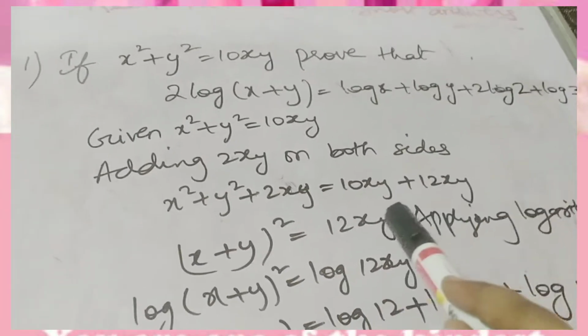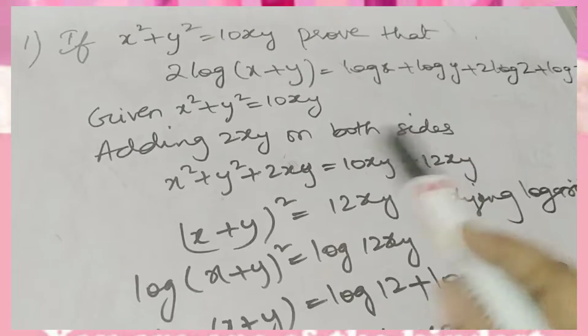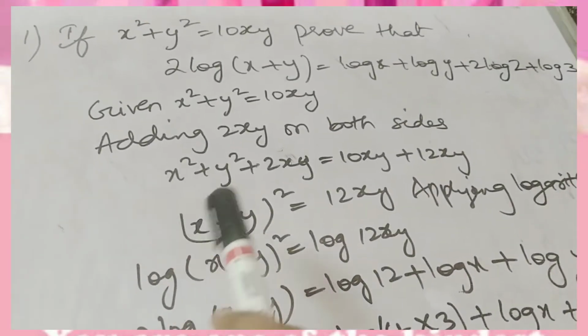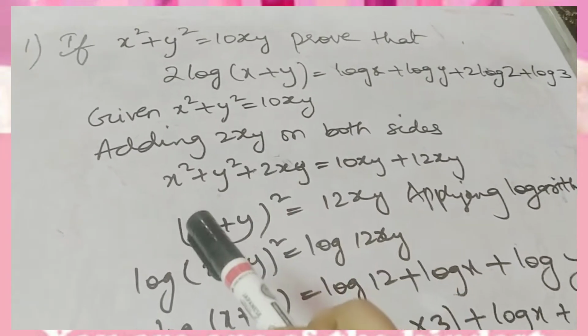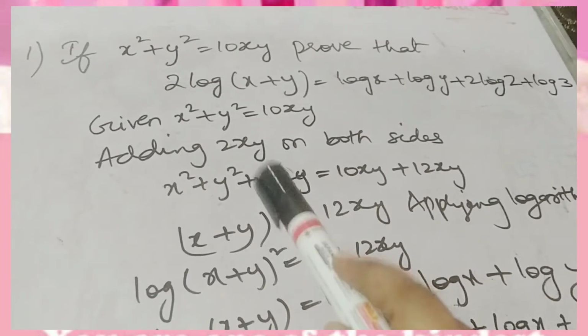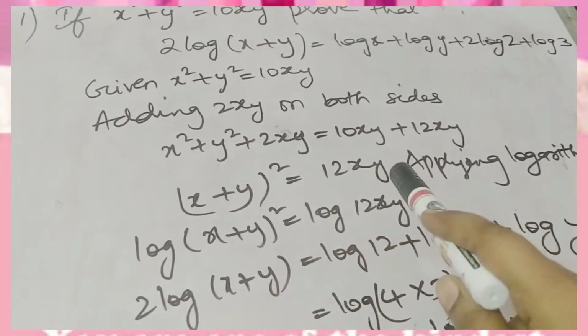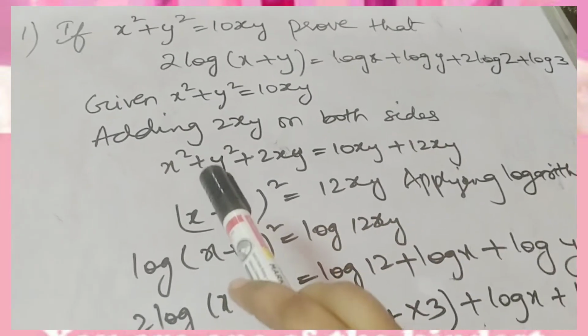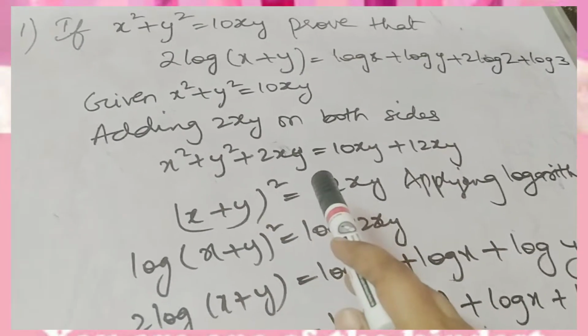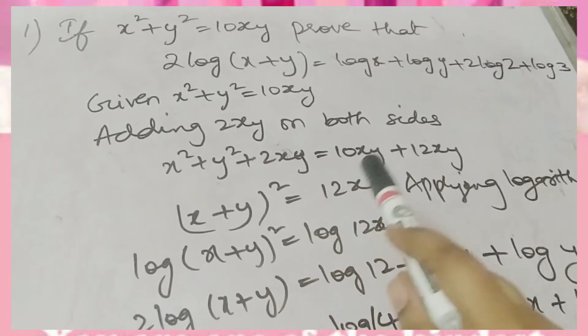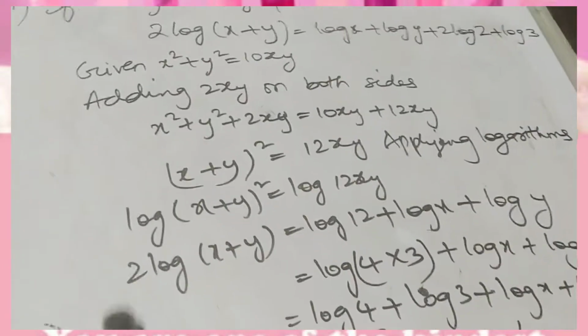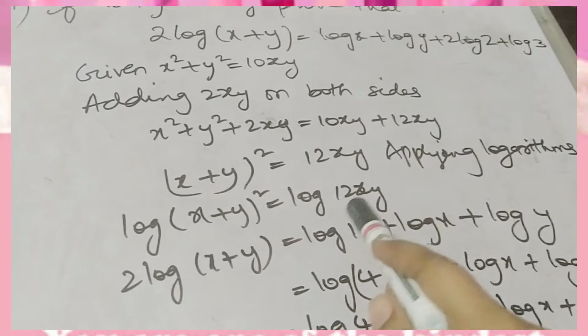So add 2xy on both sides: x² + y² + 2xy = 10xy + 2xy, which is 12xy. This is the formula a² + b² + 2ab, which equals (a + b)². So (x + y)² = 12xy. Now you have to apply logarithm on both sides. Here you have to write one step: a² + b² + 2ab = (a + b)². So log (x + y)² = log 12xy.